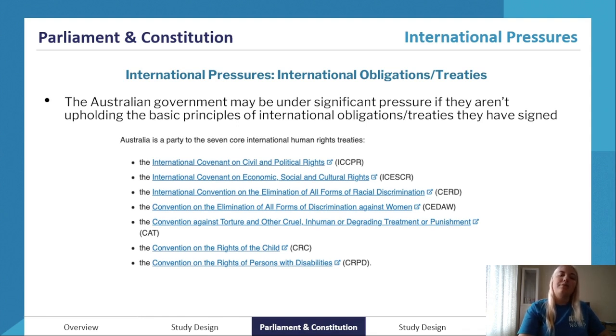So some examples of treaties that Australia signed to include the International Covenant on Civil and Political Rights, elimination of all forms of racial discrimination, discrimination against women, Convention of the Rights of the Child, and Convention on the Rights of Persons with Disabilities. These are just the human rights ones. You need to be able to provide an example, of course, if you discuss treaties as international pressures when you're answering a question. So feel free to have a read in your textbook or look up other types of treaties Australia signed to. There are very many.